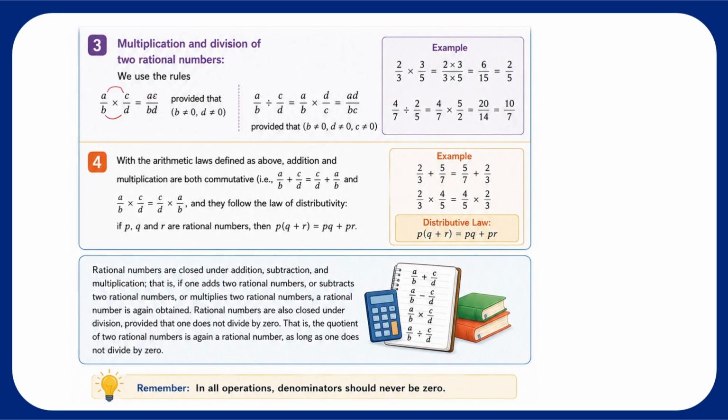So A times C, AC, and B times D, BD, where B and D shouldn't be equal to 0, which means the denominators should not be 0. We can just look at an example here. 2/3 times 3/5. We multiply the numerators together: 2 times 3, which is 6, and 3 times 5, which is 15. And this could be further simplified by dividing both of these by the greatest common factor, which is 3. 6 divided by 3 is 2, and 15 divided by 3 is 5.